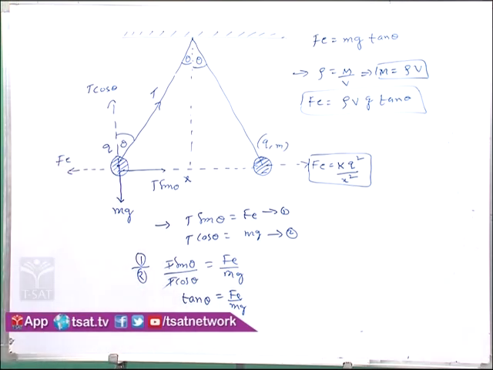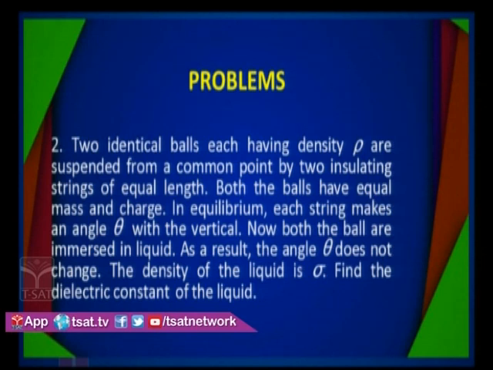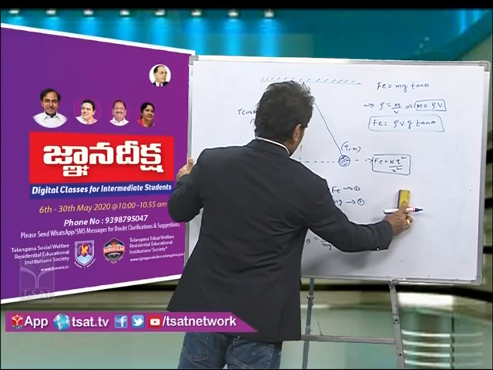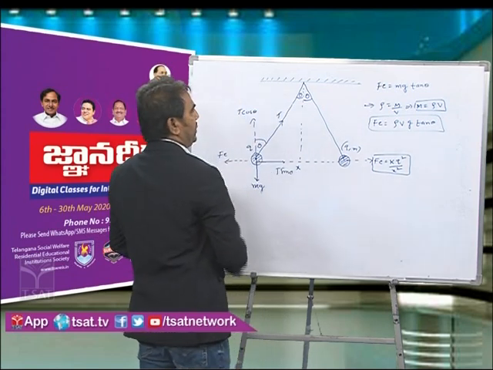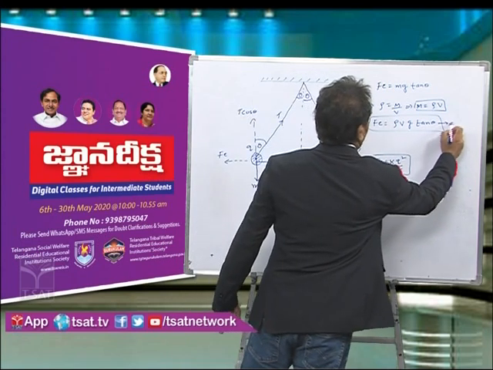Now next, both the balls are immersed in a liquid. As a result, the angle theta does not change. The density of the liquid is sigma. Find the dielectric constant of the liquid. In the second case, let me write the equation number here.